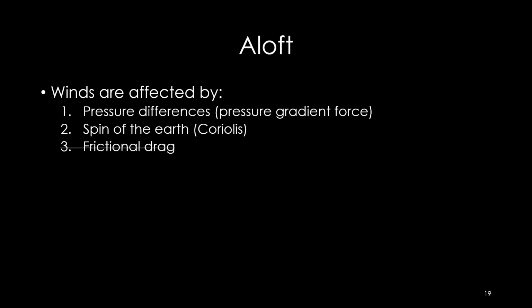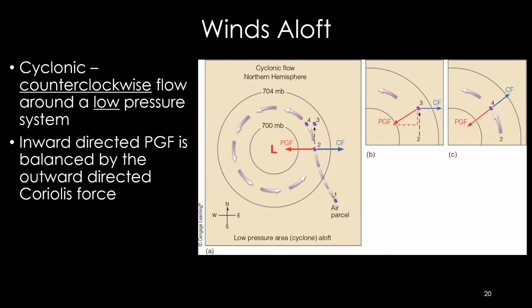When we talk about wind aloft, so this is air that's above the boundary layer, it's no longer affected by the frictional drag of wind and the earth. Winds are only affected by the pressure gradient force and the Coriolis force. And again, we have this cyclonic or counterclockwise flow around a low pressure system. We have this inward directed pressure gradient force being balanced by the outward directed Coriolis force, and this results in just a spin around a low pressure system.